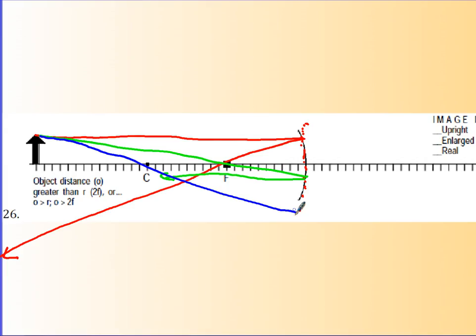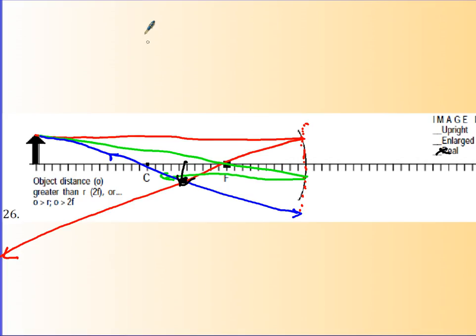So my image here, I'm going to go this way. My image for this one is where these 3 cross, which is about right here, and down. Now it's real, because the rays really cross there. It's reduced, and it is inverted.